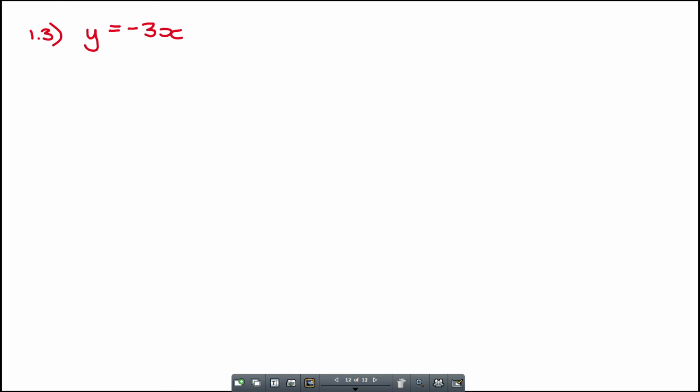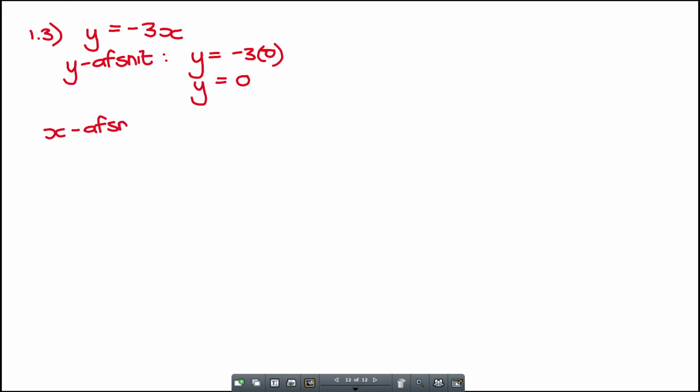Okay, y is equal to minus 3x. My y-intercept, to get the y-intercept, I'm going to make x 0. And this will be, y is still just 0. Are you right?